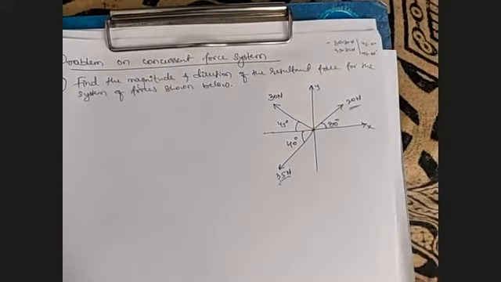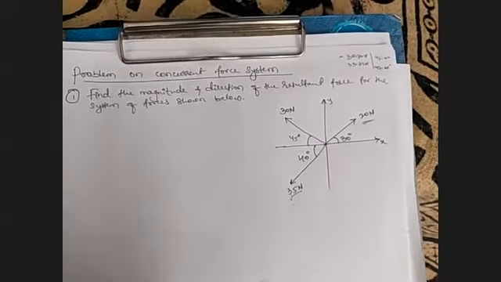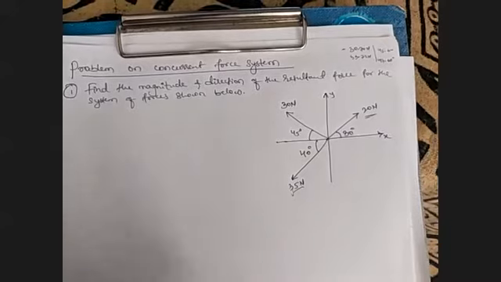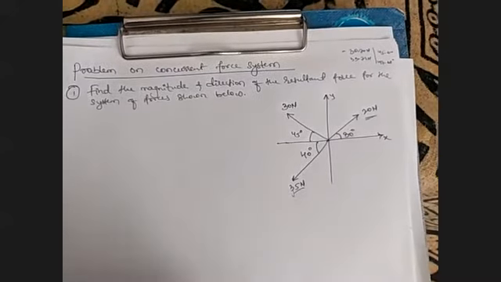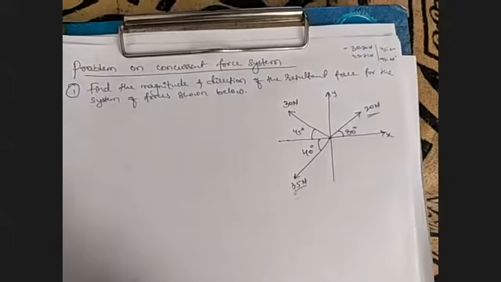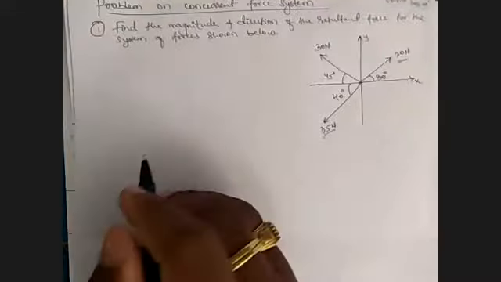Now, the question asked is to find out the magnitude and direction of the resultant force. In the previous class, I told you the resolution of force. The second part is composition of force. If we have more than two or three forces, then we add these three forces and convert them into a single force that we call a resultant, and that we are going to do in today's class. Now look here, there's a figure given.